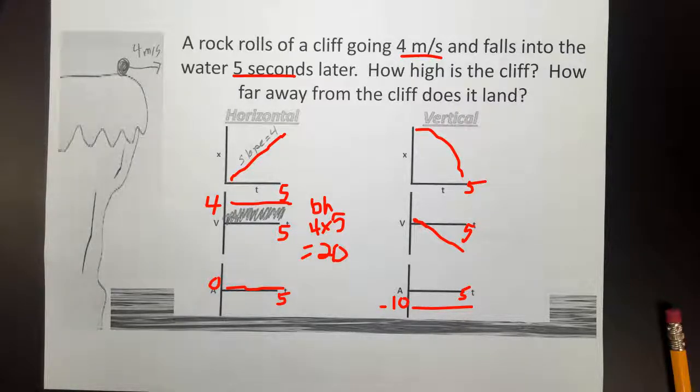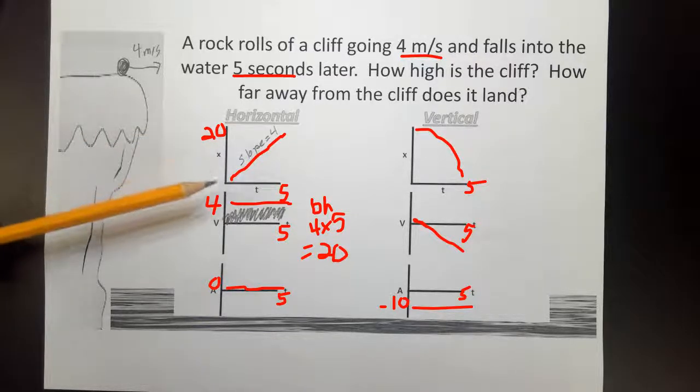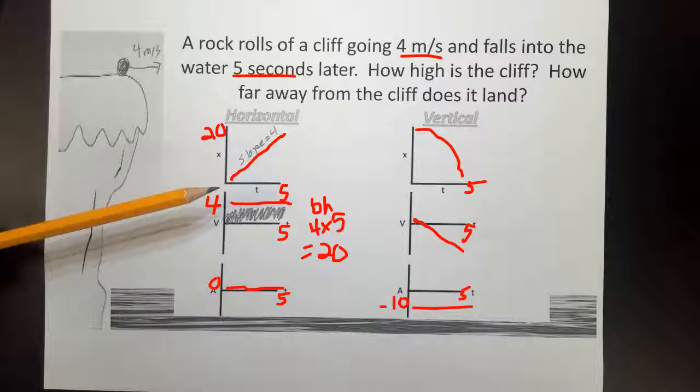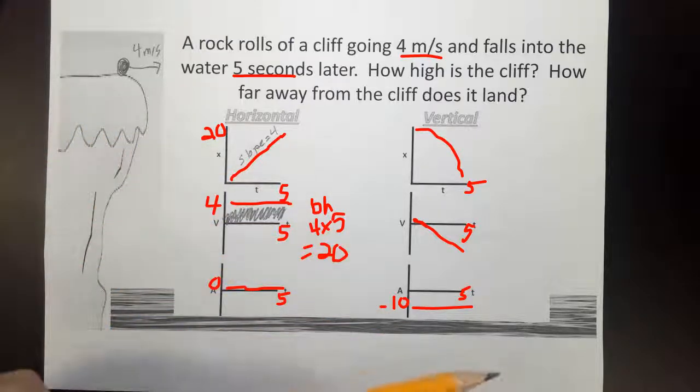All right, and so the 20 would actually go right here. Okay, because that is the horizontal position, so that tells us where it was at any time. So the horizontal position should be 0 in the beginning when the rock rolls off the cliff, and then it should be 20 at the end because the rock is going to go over here and splash in the water somewhere. So it'll be 20 meters from where it splashes in the water to the bottom of the cliff. Okay, so vertically we can do the same thing.